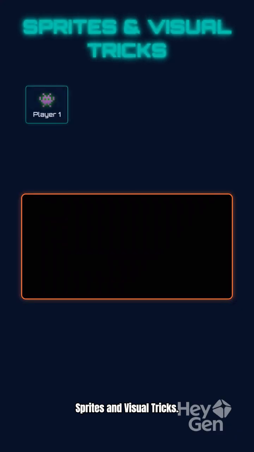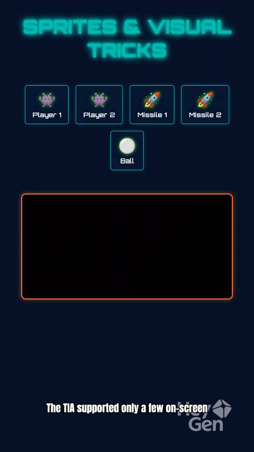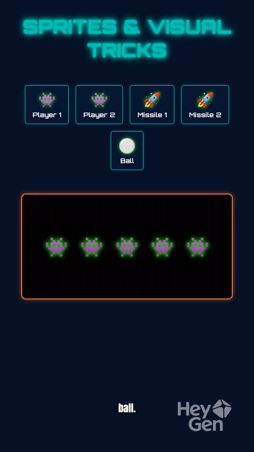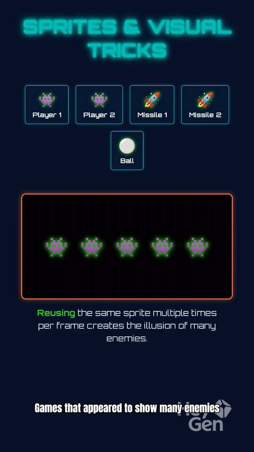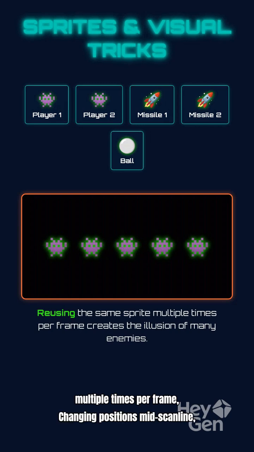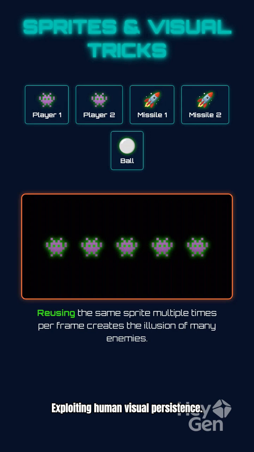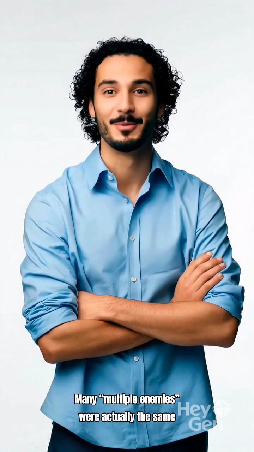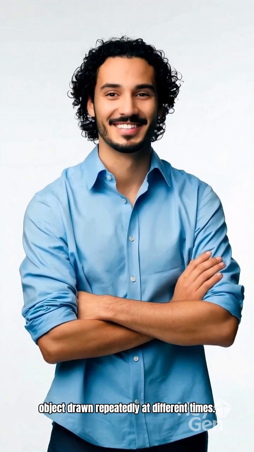Sprites and visual tricks. The TIA supported only a few on-screen objects: 2 player sprites, 2 missiles, 1 ball. Games that appeared to show many enemies achieved this by reusing the same sprite multiple times per frame, changing positions mid-scan line, exploiting human visual persistence. Many enemies were actually the same object drawn repeatedly at different times.